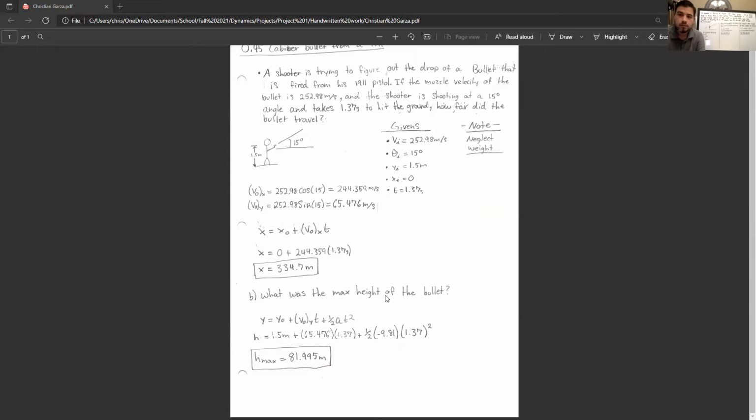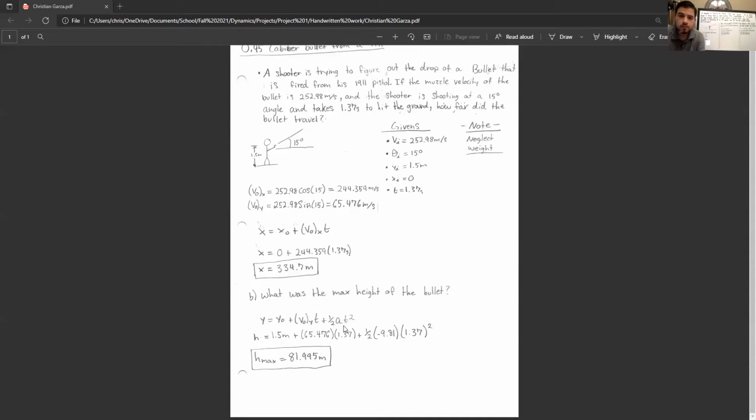And then finally, what was the max height of the bullet? So we use this other formula, which gets us the final height, or the final distance in the Y direction of the bullet's travel path. So again, we start with the final position of Y equals the initial position of Y, which here would be 1.5 meters, because that's where he's starting from. Then the Y component of velocity times time, plus 1/2 times the acceleration due to gravity times time squared.